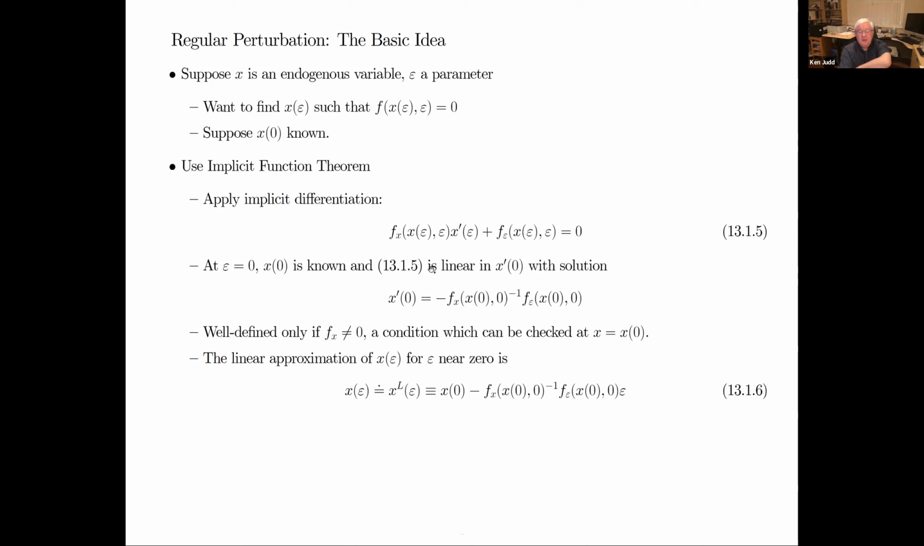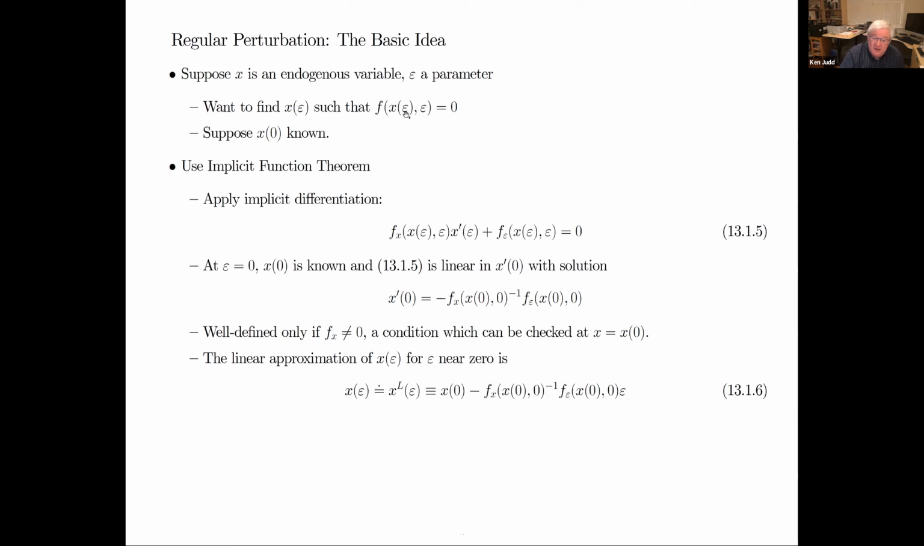Now, that was a little clunky kind of multivariate calculus thing to do. Now, here's the basic idea. Suppose you have some parameter epsilon, and think in terms of x being a scalar and epsilon being a scalar. Suppose that when epsilon is 0, you know what x naught is, what x0 is.